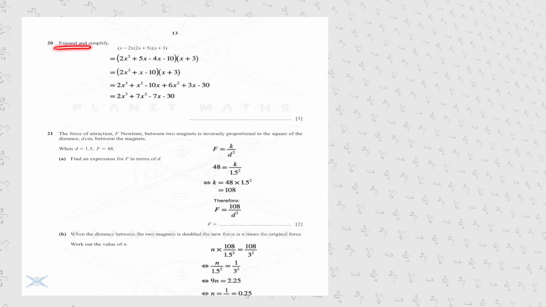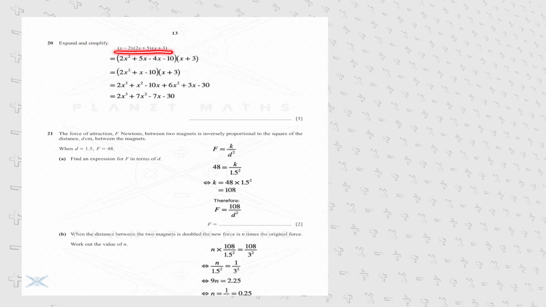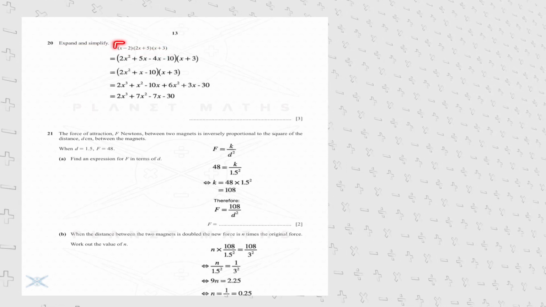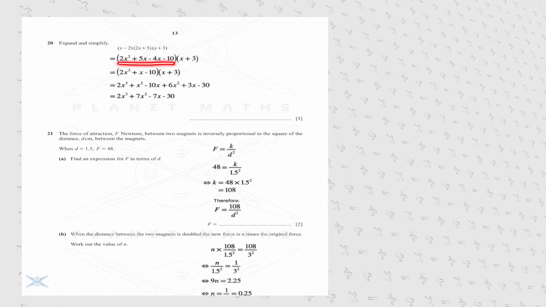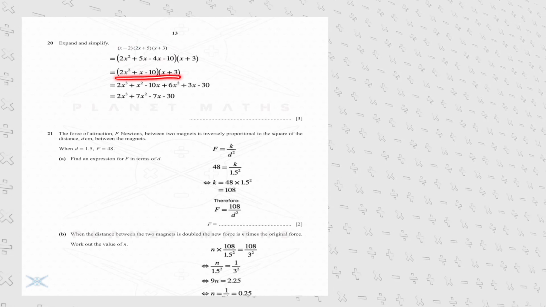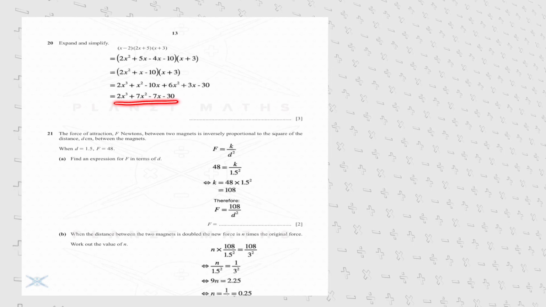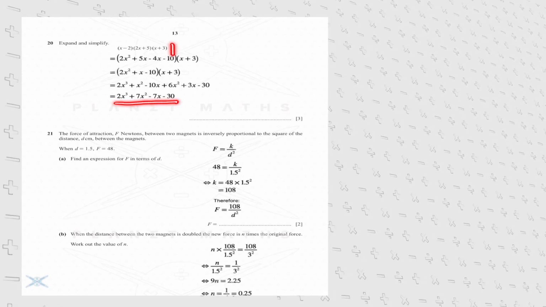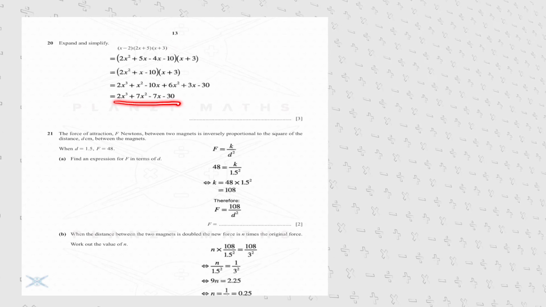Next on to exercise number 20, where we are supposed to expand and simplify the following 3 brackets. In step 1 we will expand the first 2 brackets, then we are going to simplify the expression within the newly created first bracket, and from there we will again expand those 2 brackets and come to the conclusion that after simplification the original expression can be written as 2x cubed plus 7x squared minus 7x minus 30.